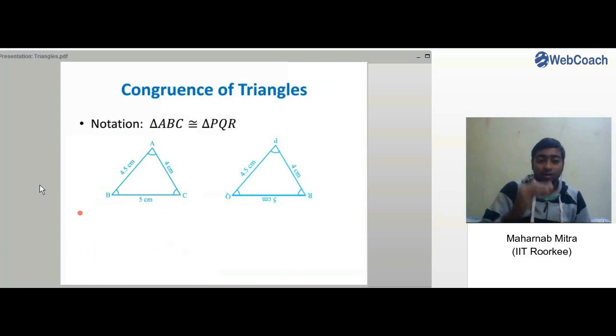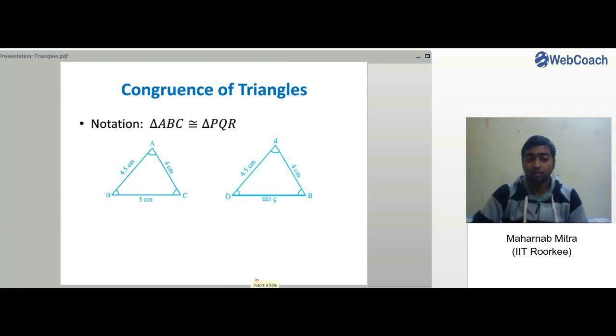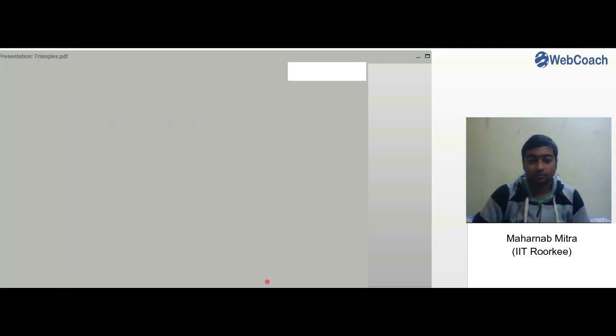And how do we write this? We can write triangle ABC congruent to triangle PQR, right? And why can we write this in this fashion? And this symbol, note it, this symbol tells us the sign of congruency.